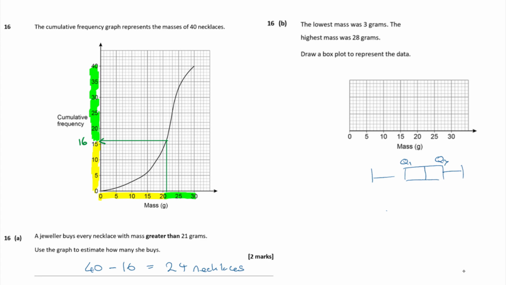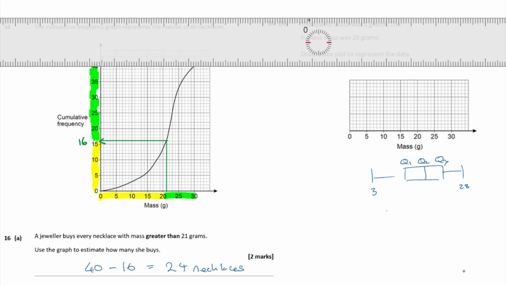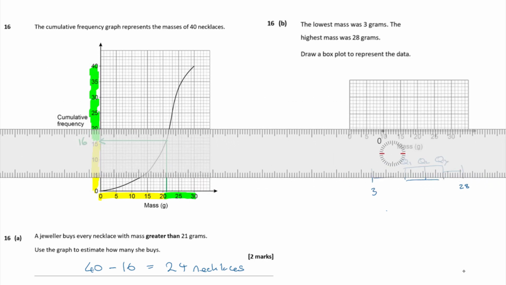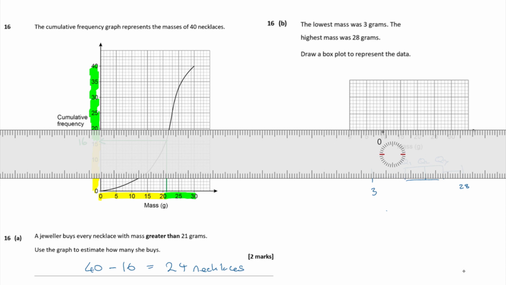Now we're told what the lowest mass is. It's 3 grams. We're told what the highest mass is. It's 28 grams. Now we need Q1, the lower quartile. Q2 is the median, and Q3 is the upper quartile to finish our graph off. So this has got a cumulative frequency of 40. If we take 40 and divide it by 2, that's going to tell us where the median is. So 40 divided by 2 is 20. So we're going to read across from 20 to the curve and then down, and that's going to tell me Q2, the median value.